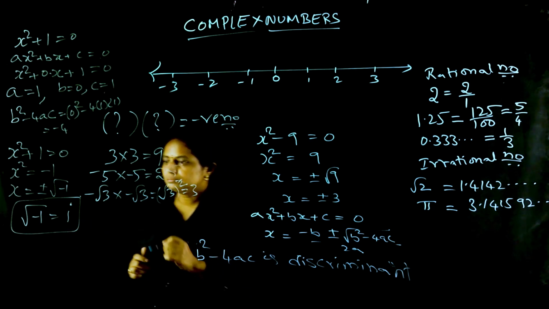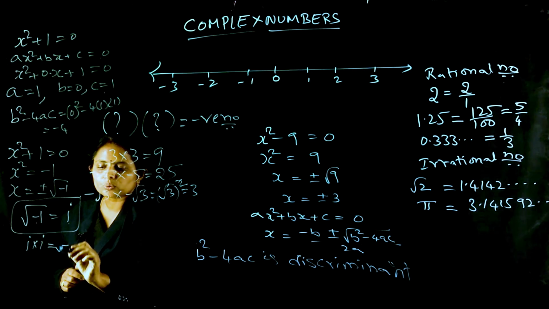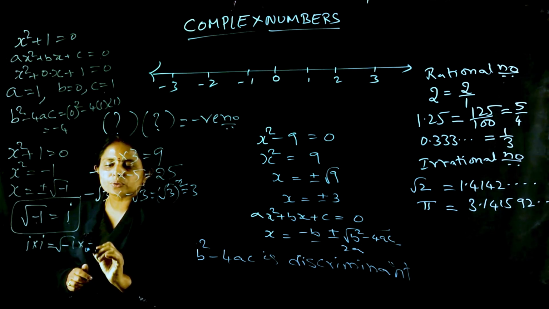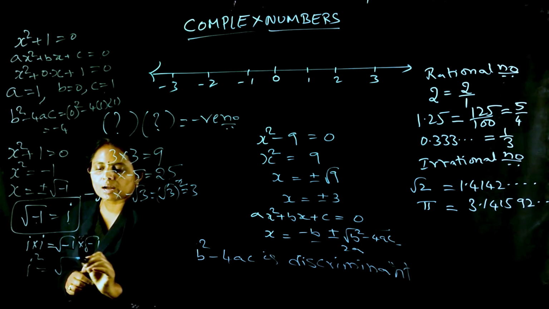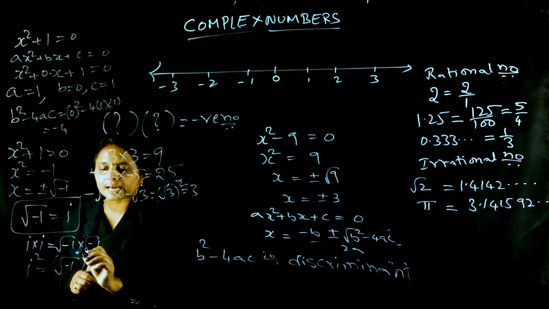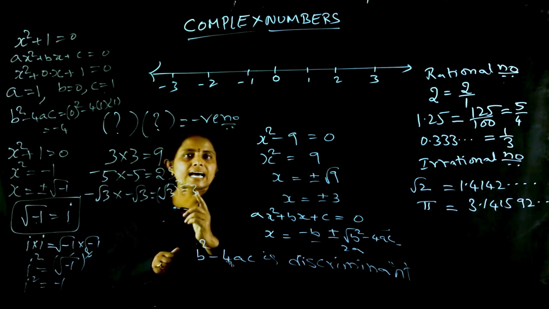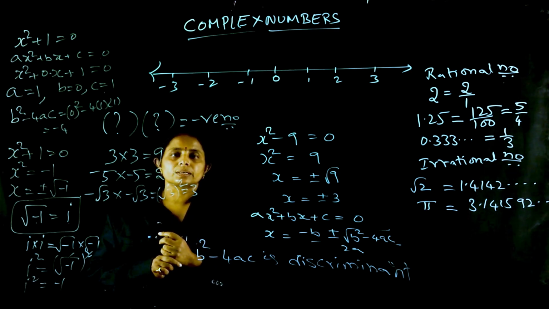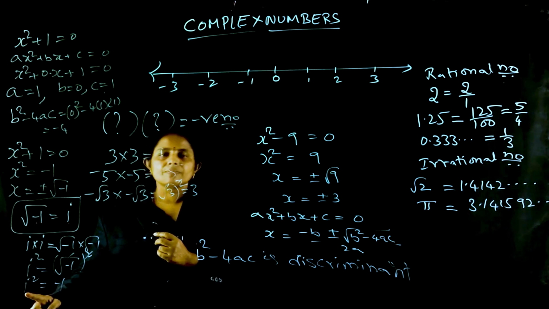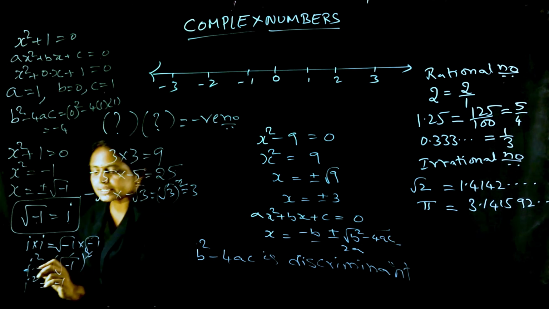Now, if i is under root negative 1, i into i is what? Under root negative 1 into under root negative 1. That is, i square is equal to under root negative 1 whole square, which is nothing but negative 1. So previously I asked a question, can the square of any number be negative? Yes. The square of i is a negative number. i square is minus 1.